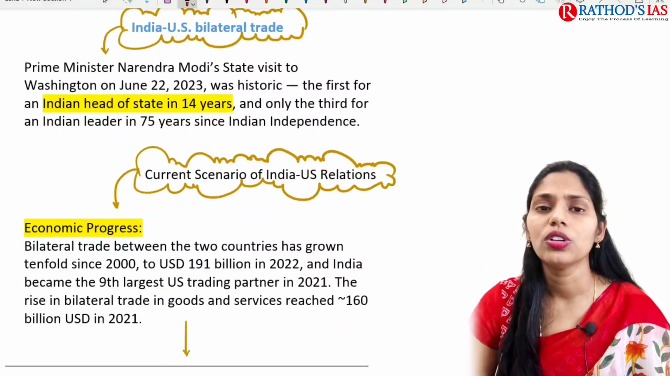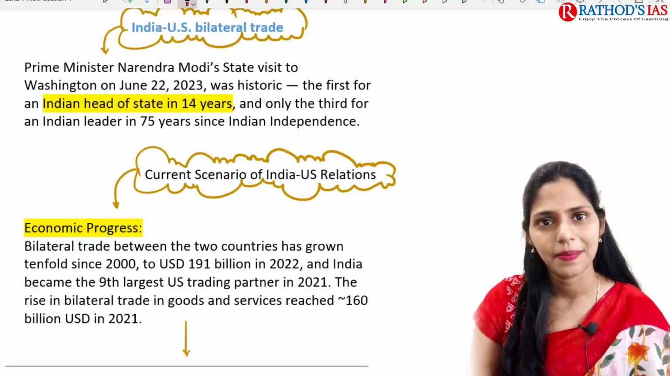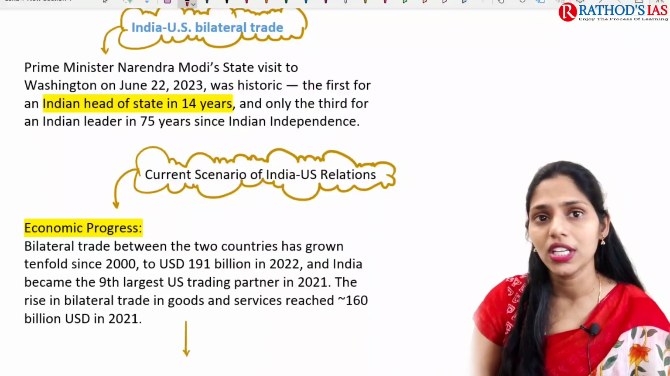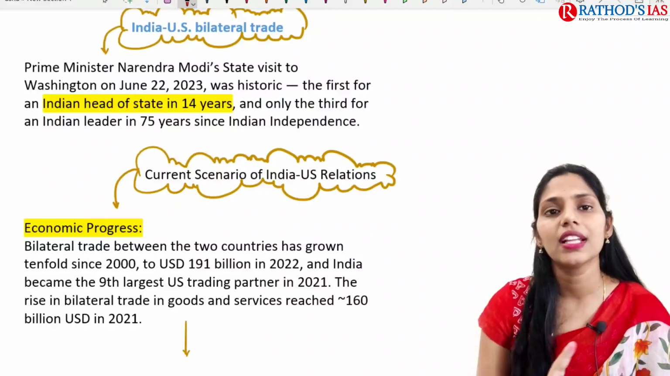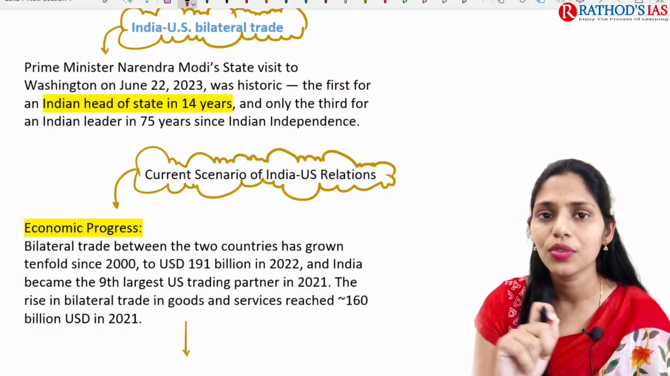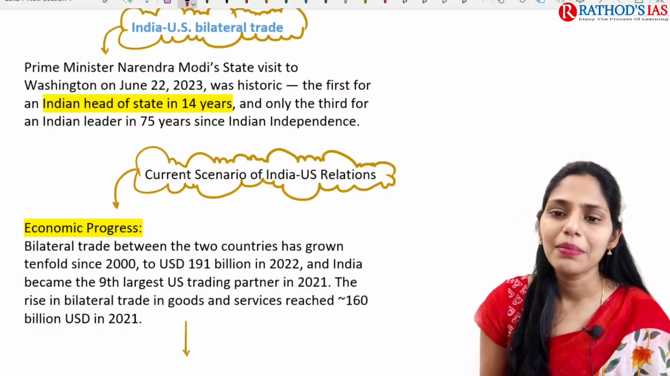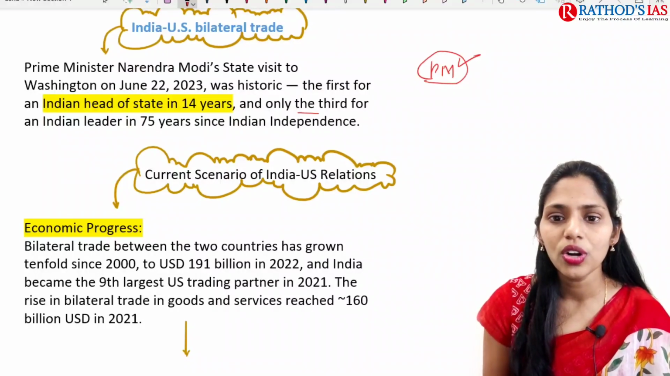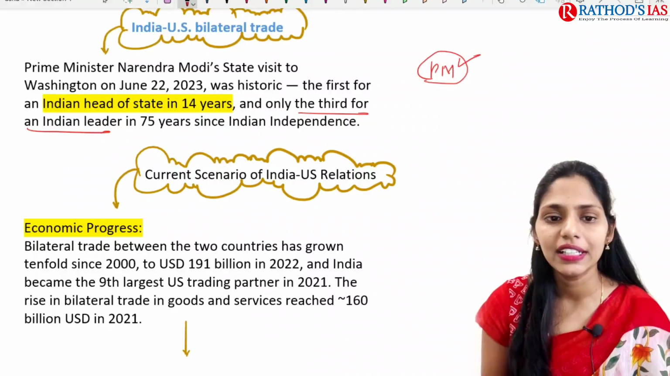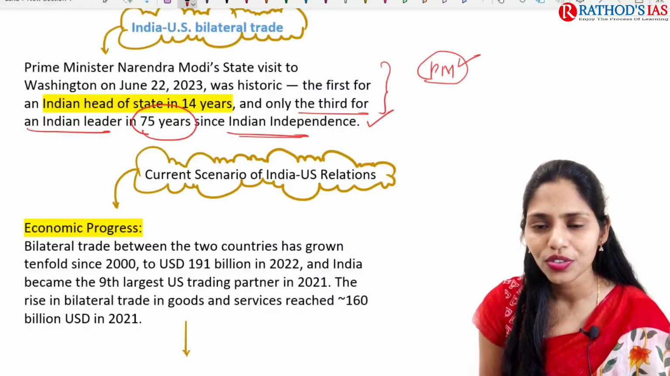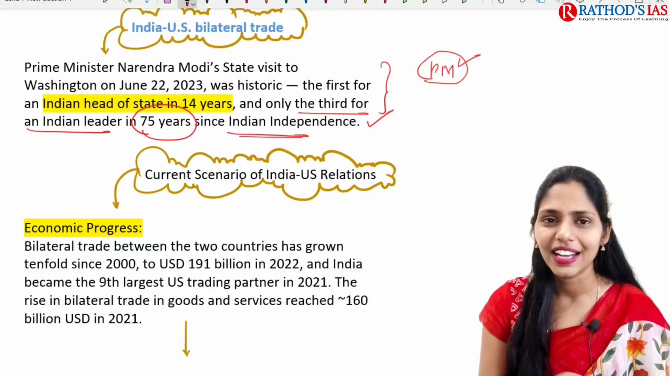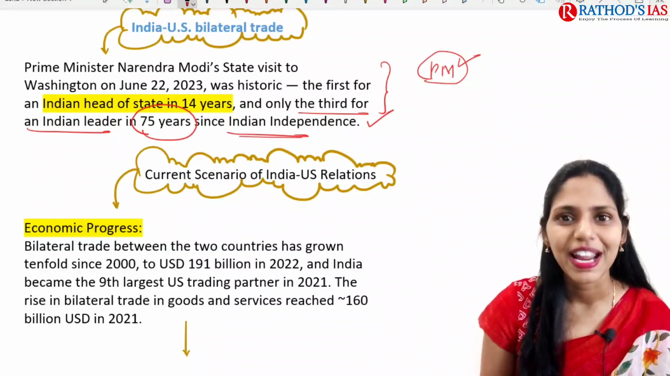So recently in June, our Prime Minister visited the USA. Why is this significant? Because in the last 14 years, not even a single Indian head of state visited the USA. But Prime Minister Modi ji visited the USA. He is only the third Indian leader in 75 years since Indian independence who visited the USA. So because of this, it is of great importance. Okay. So this is one important thing.